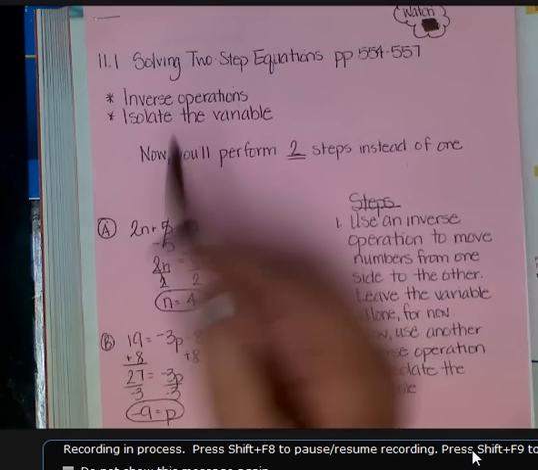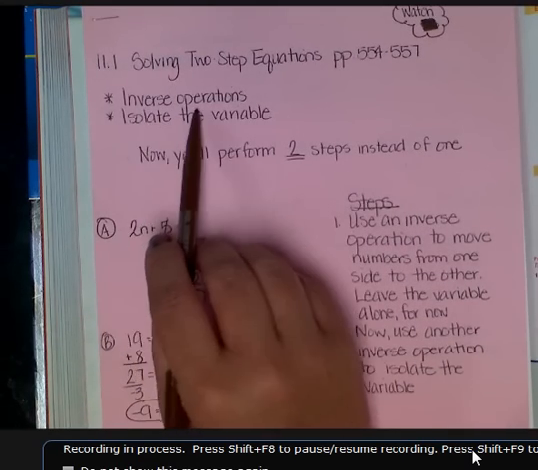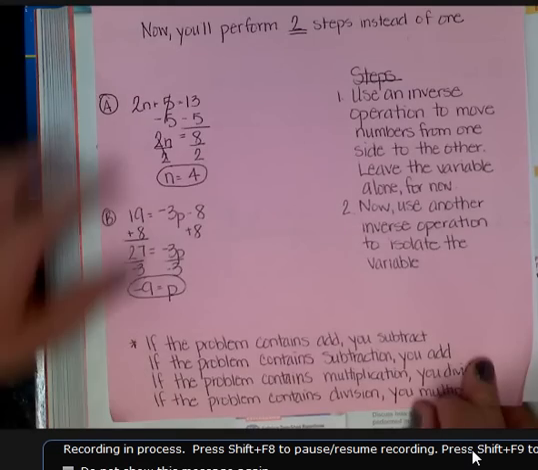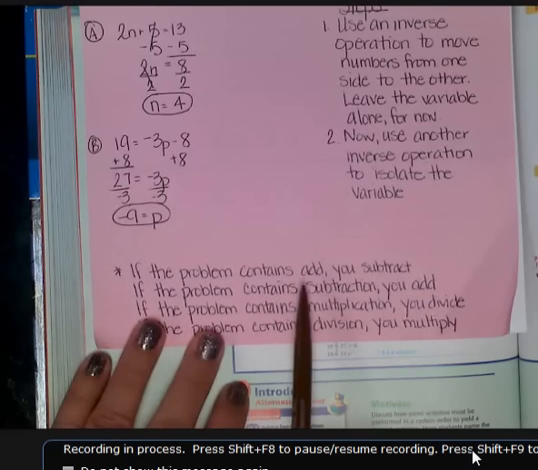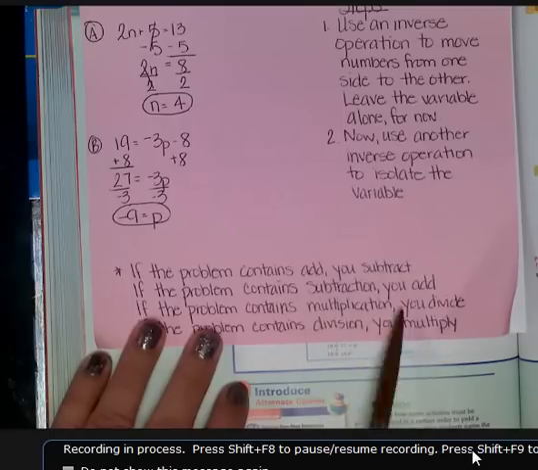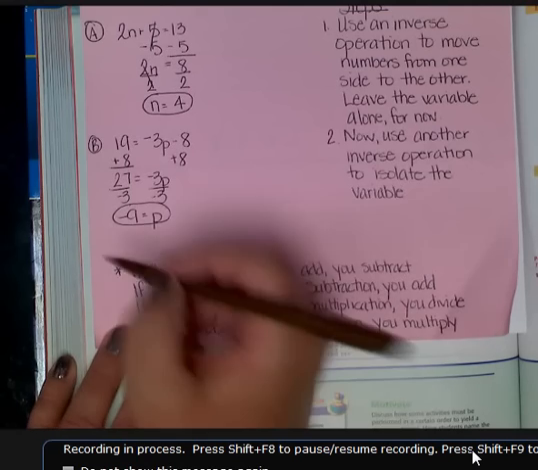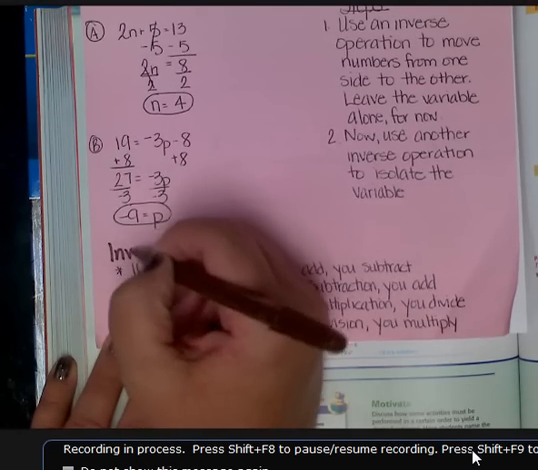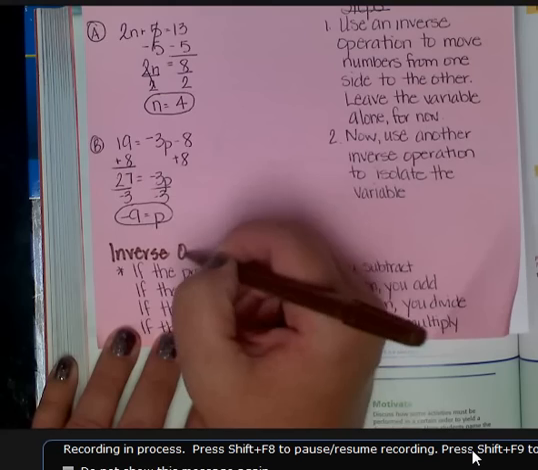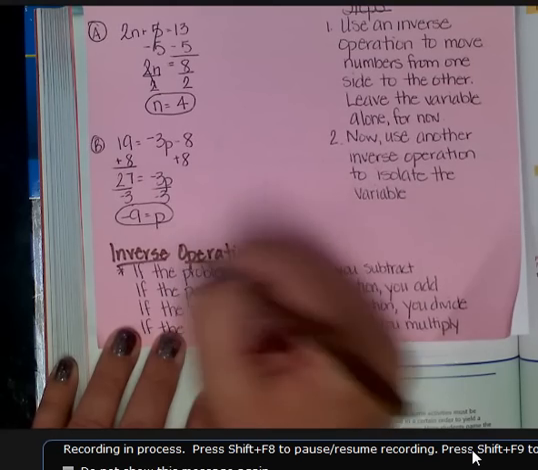Big concepts for you to remember today are inverse operations. If you look down at the bottom of your notes, I kind of gave you some hints. If the problem contains addition, you subtract. If it has subtraction, you add. Multiplication is divide. And if the problem gives you division, you multiply. So these right here are the inverse operations that you're going to need so that you can isolate the variable.